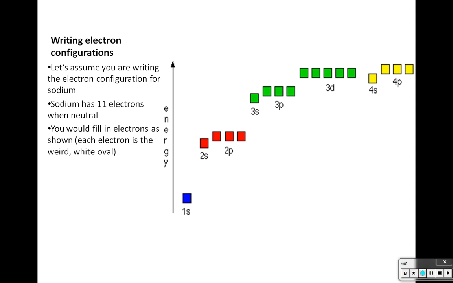Okay, so this is how I'm going to fill my orbitals. I'm going to start with the 1s orbital. I know I have 11 electrons to fill. So 2 electrons go in that 1s orbital. So, okay, 11 minus 2 is 9. I have 9 to go. So now I'm going to move up to the 2s orbital. So 2 electrons fit in the 2s orbital. So that's 2 plus 2 is 4.